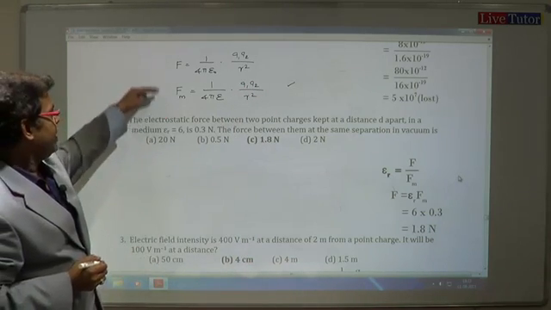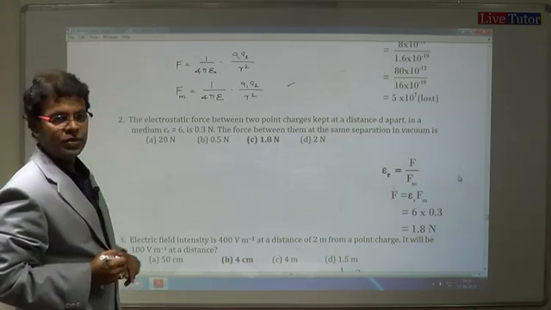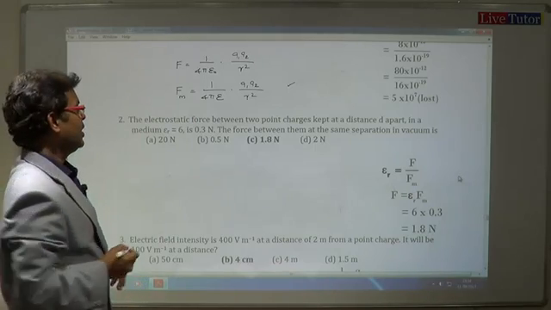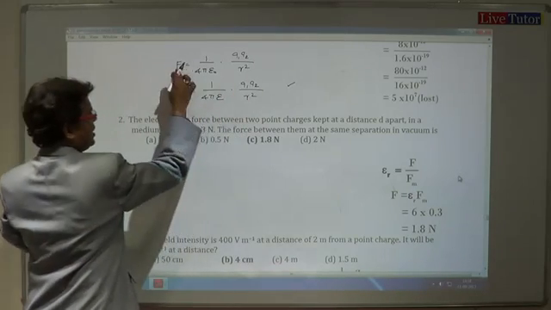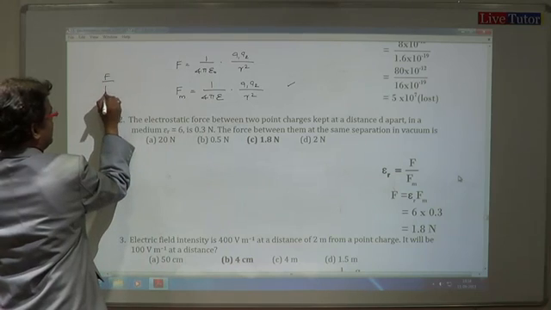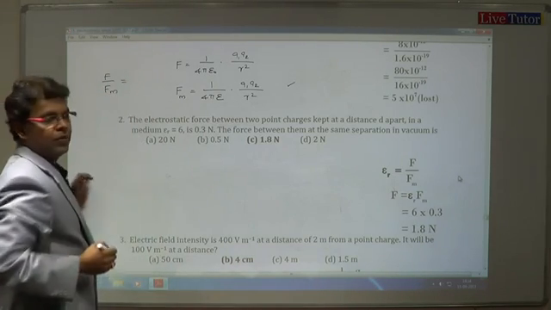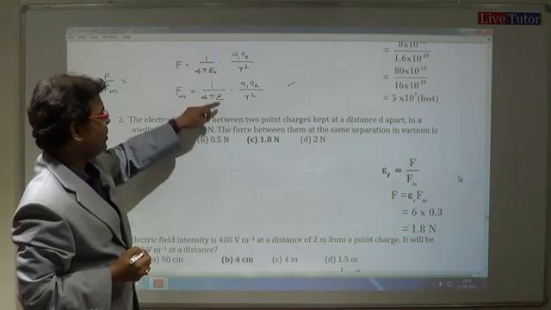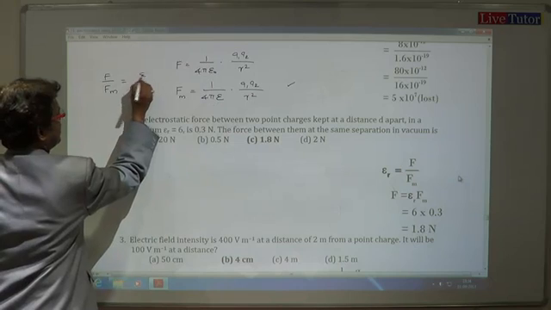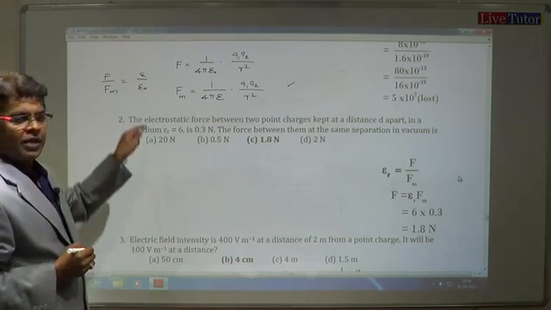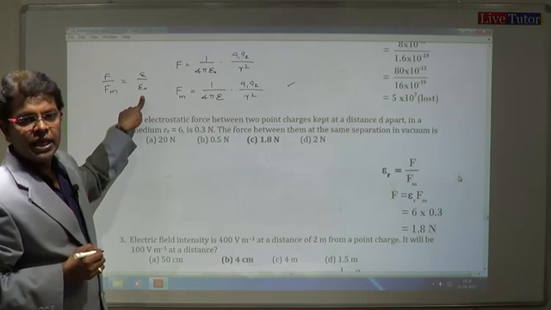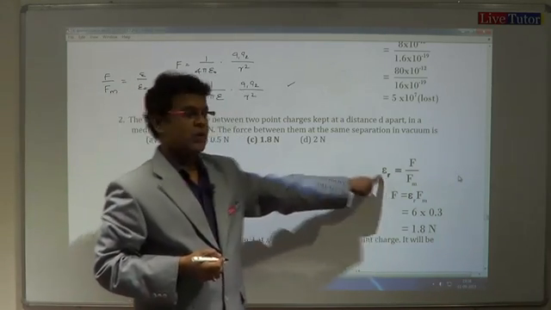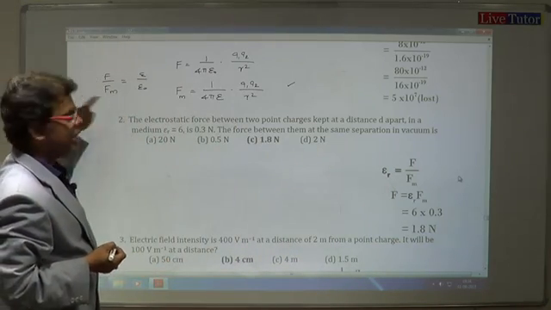Now if we divide these two, what will F by Fm be? All these get cancelled, isn't it? F by Fm is equal to, this is 1 by 4 pi epsilon naught, so 1 by epsilon naught divided by 1 by epsilon. So we get epsilon by epsilon naught. We know this is nothing but relative permittivity, which we call epsilon r. So instead of epsilon r, we can say F by Fm.